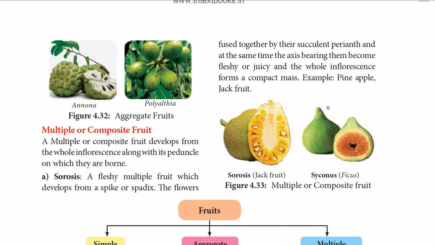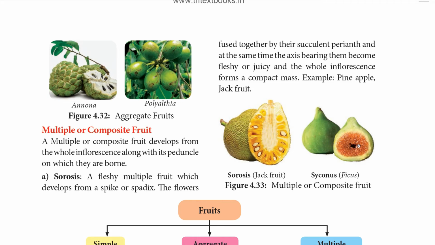In Ficus, the multiple fruit will develop from the hypanthodium inflorescence. The receptacle will be converted into the fleshy fruit, and this will enclose a number of true fruits or achenes that will develop from the female flowers of the hypanthodium inflorescence.